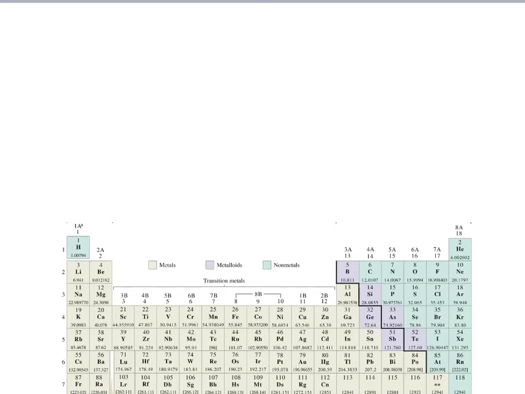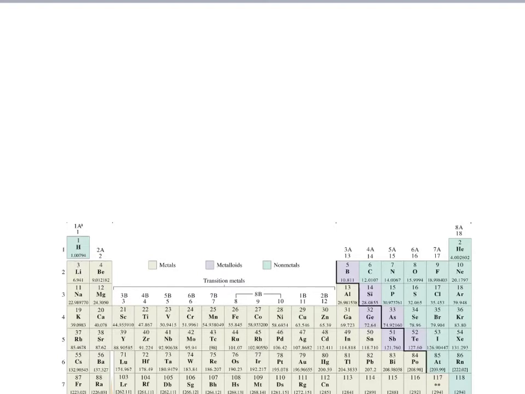Okay, so look at an example. If we look at sodium, we know the electron configuration of sodium based on the periodic table. We can see sodium is down here. So if we write out the electron configuration, we have 1s2, 2s2, 2p6, 3s1, right? And so we can draw out what this would look like.